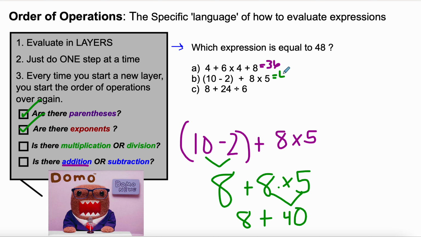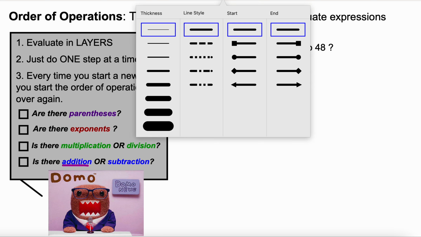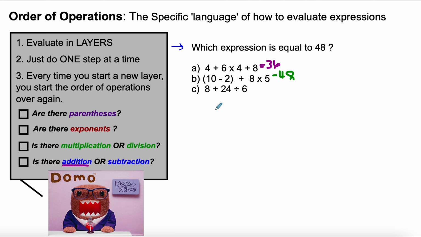I have a feeling this is correct, but just to make sure, always solve the last one so that you could be really positive. If you get the same answer for 2 of them, you might have made a mistake using your order of operations and you might have to go and look and revise. All right, so we have 8 plus 24 divided by 6. No parentheses, no exponents. Is there multiplication or division? Yep, division. Solve that. 24 divided by 6 is equal to 4. Bring down my 8 plus 4 is equal to 12. So we were right. Letter B is correct.